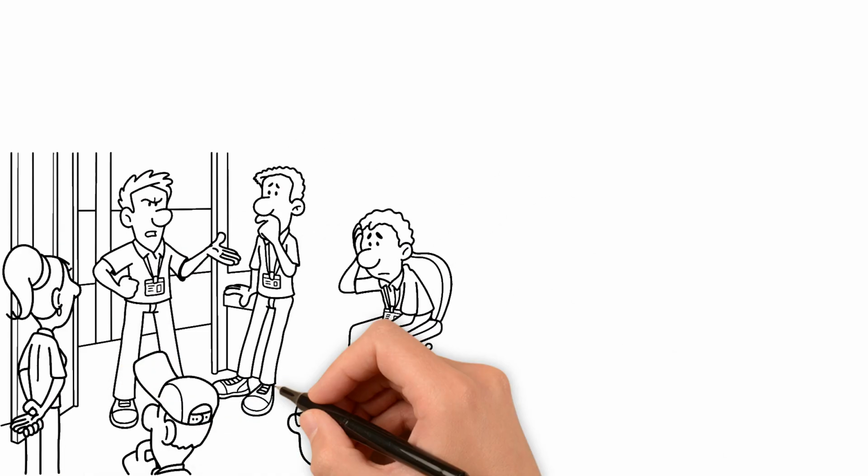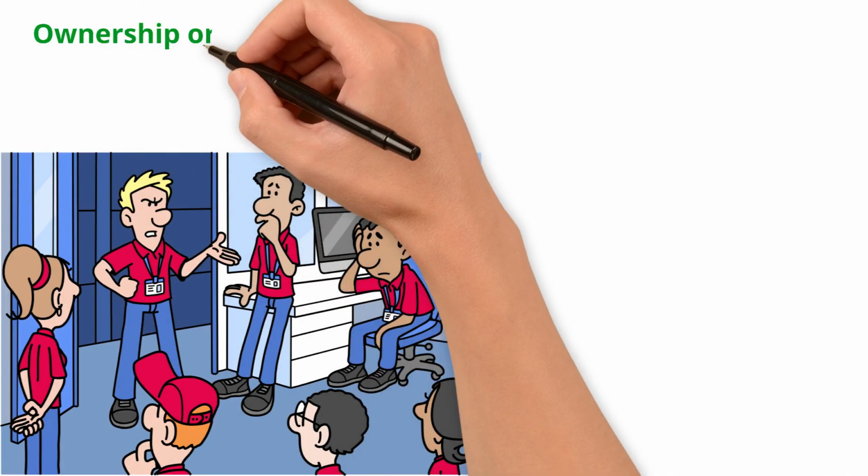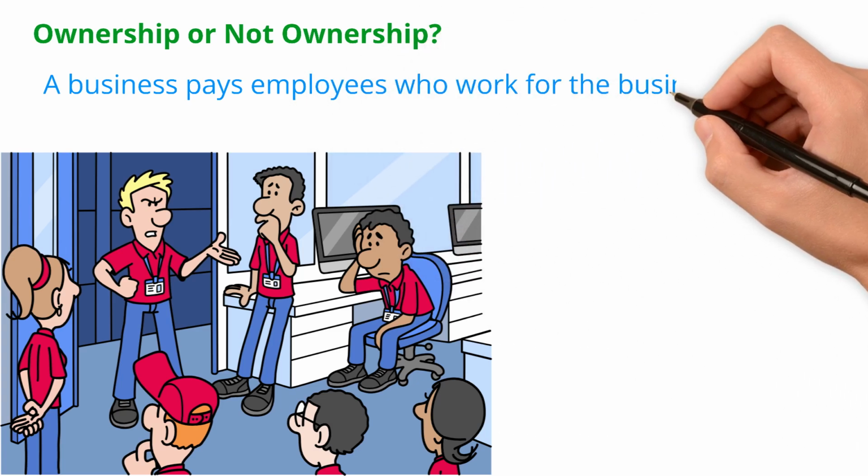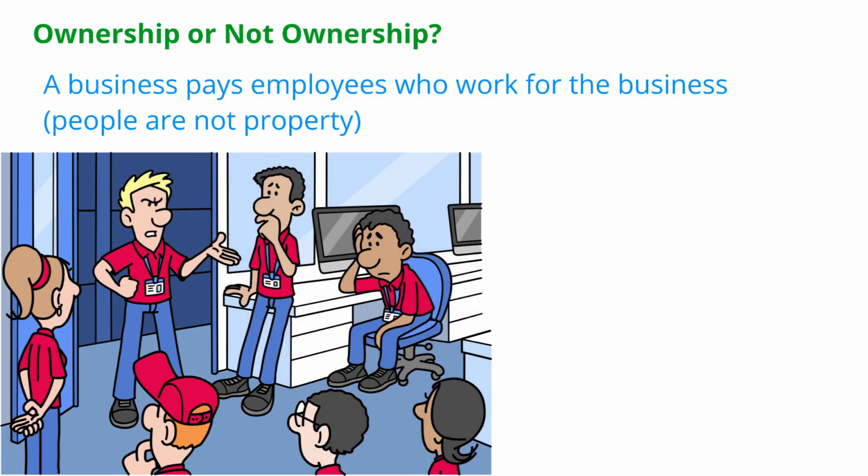Here's another example of ownership versus non-ownership. A business pays employees who work for the business. Remember, people are not property. That's correct, not ownership.